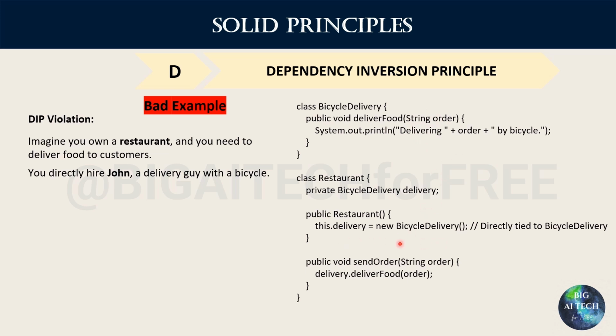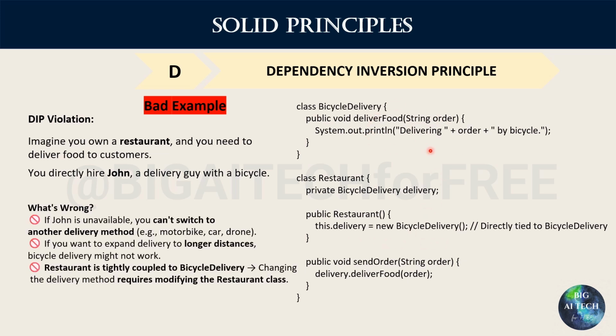What is wrong here? If John is unavailable, we can't switch to another delivery method. For example, if we want to go to a motorbike, a car, or a drone, the restaurant class is so dependent on bicycle delivery. It's tightly coupled with bicycle delivery. If you want to expand delivery to longer distances, bicycle delivery might not work, right? So bicycle delivery is not a feasible delivery option if you are targeting larger distances.